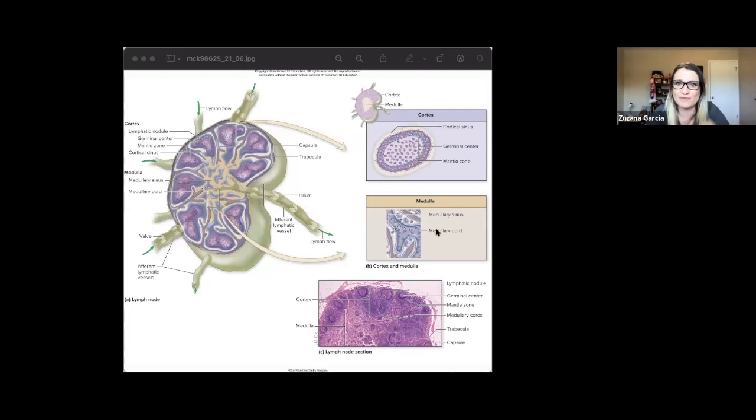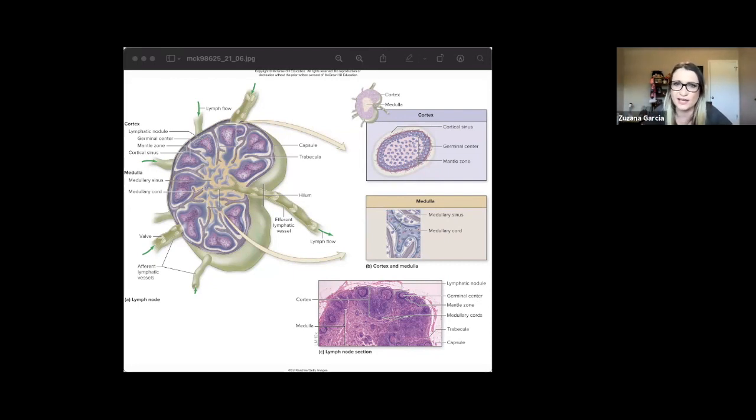So that's cortex, and that's the lymphatic nodule. Okay, let's look at the medulla. Medulla is a little different. You don't see these nodules there. When the lymph enters the medulla, it's going to flow through medullary sinuses, which are the spaces. And then what you see there are medullary cords. Medullary cords are like connective tissue with immune cells.